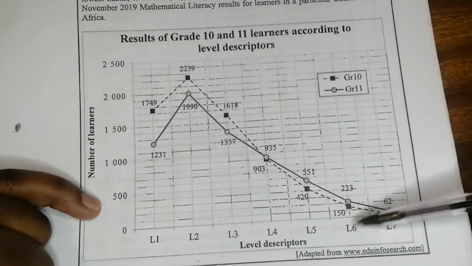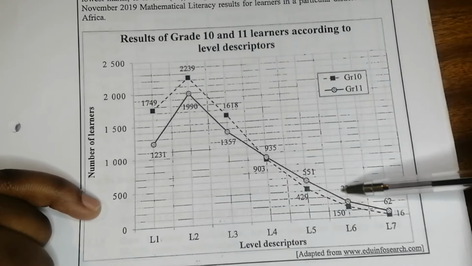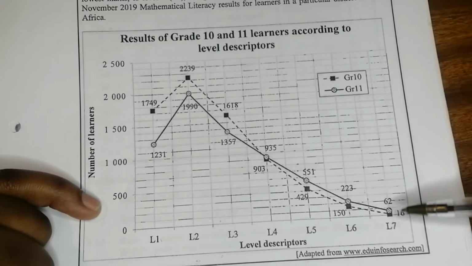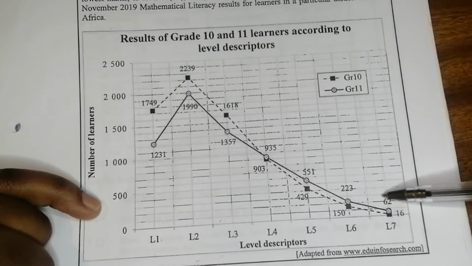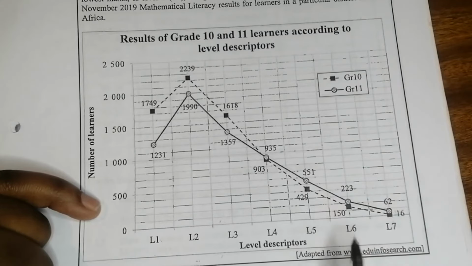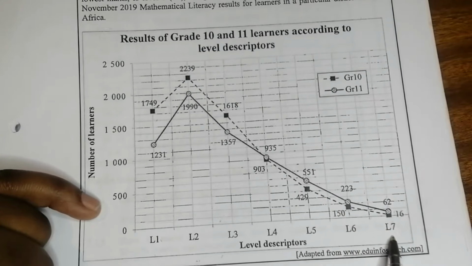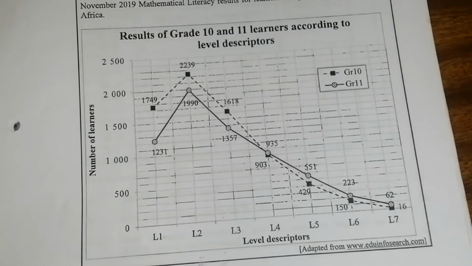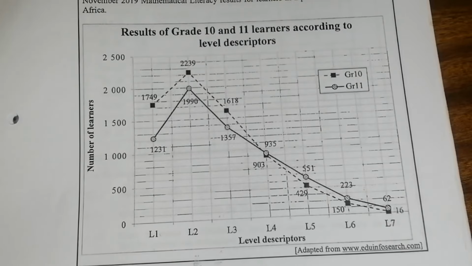And then let's go to L6 and L7. It tells us that 223 learners and 62 learners received the levels of L6 and L7 respectively, right? So that is just how we are going to analyze these two line graphs.